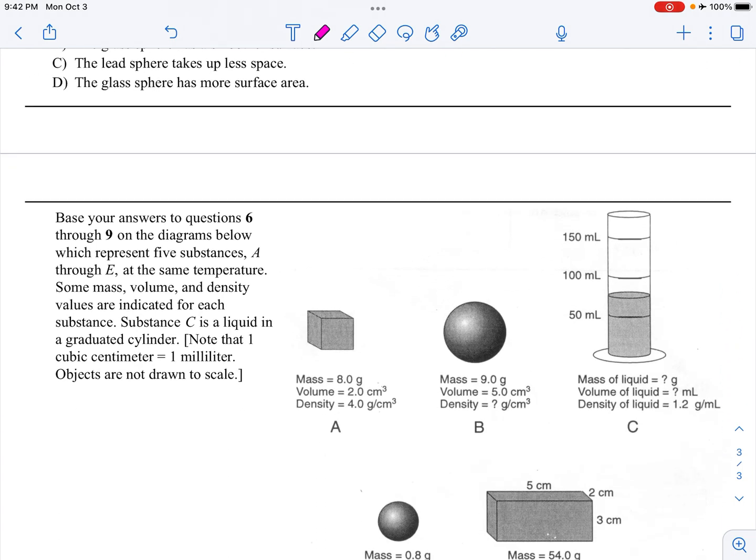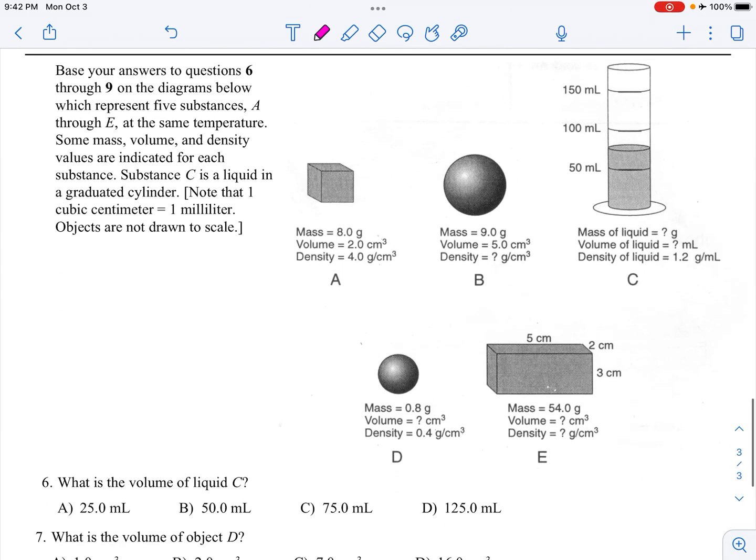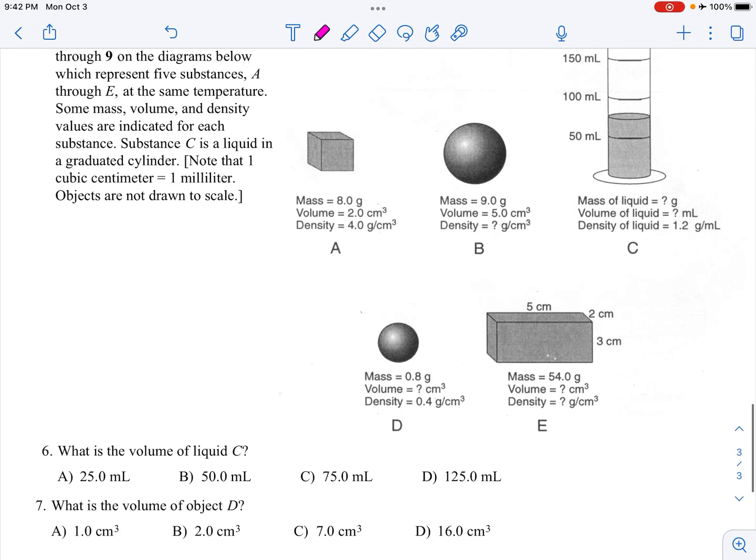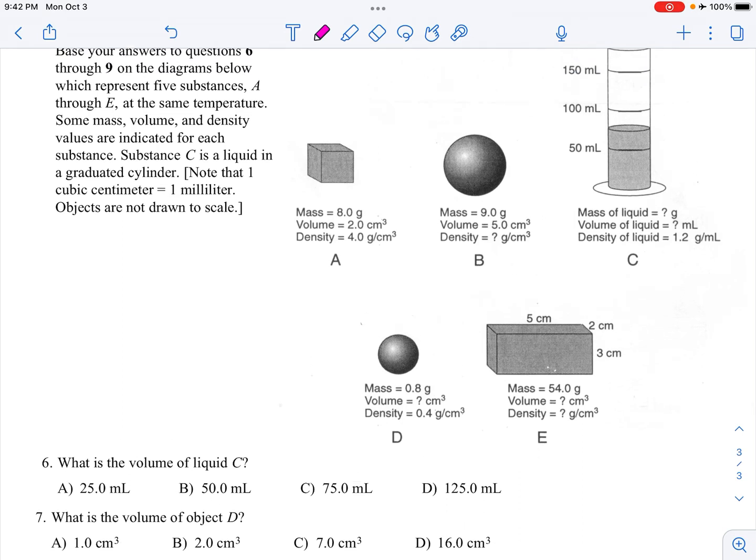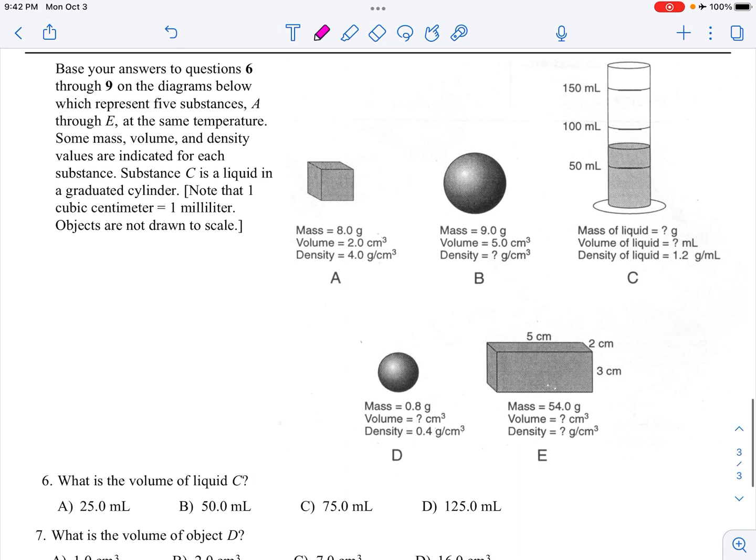Okay. All right. So you have a whole bunch of information. And they're giving us mass and volume and density for some, and others we'll have to identify. So in part B, I know the density is mass divided by volume. So that's going to be 1.8 grams per cubic centimeter. I don't know the mass, but I could find out. And then I can read the graduated cylinder for the volume. That's going to be 75 milliliters. That's a 5.